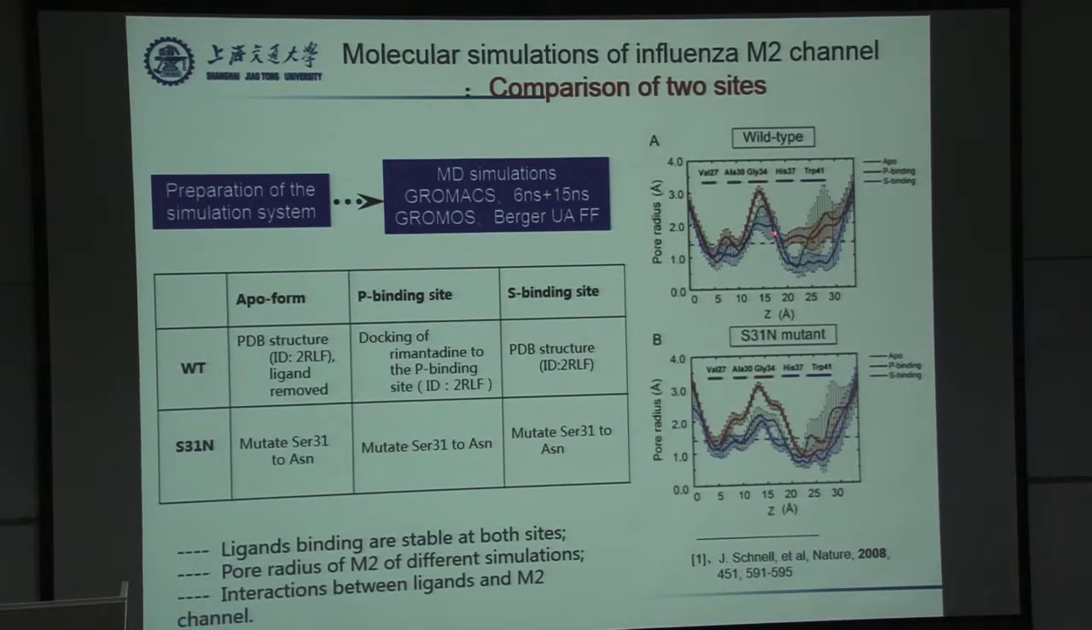And so this is the apo, empty. The protein is empty without molecular binding. You see this curve. And this is P binding, where the molecule is binding inside. So the size of the channel increases. And this is what we call S binding, where it's bound on the bottom of the protein.